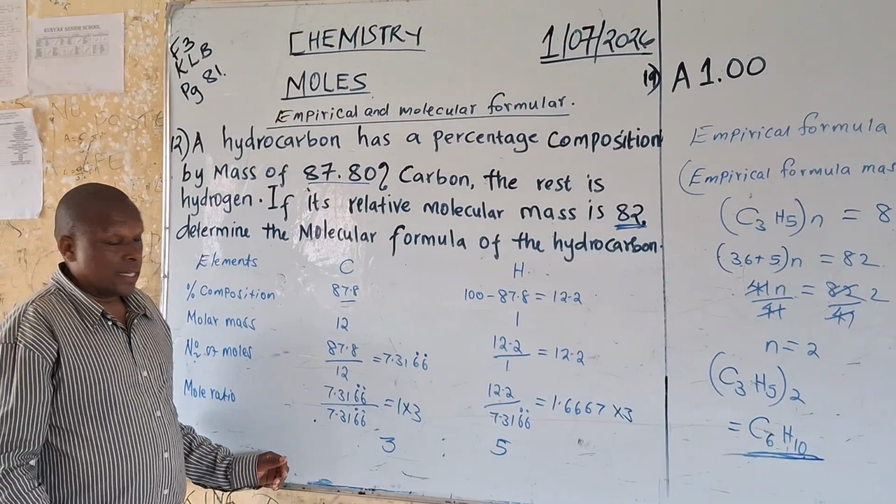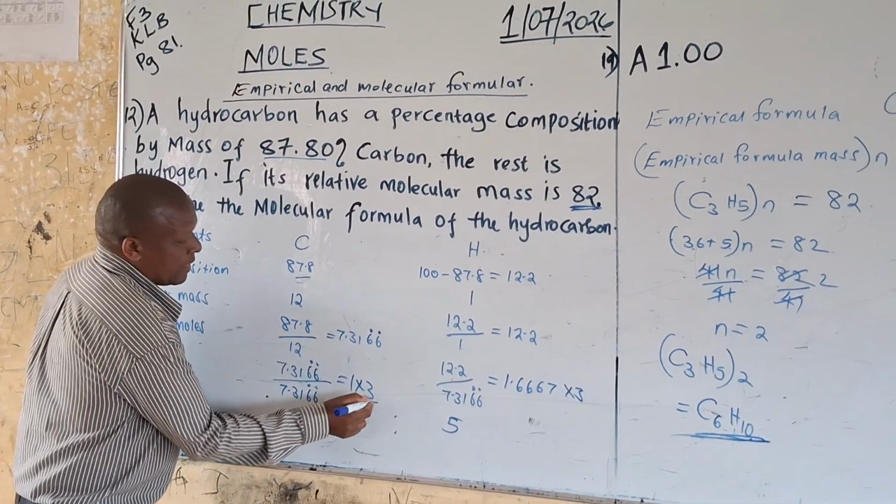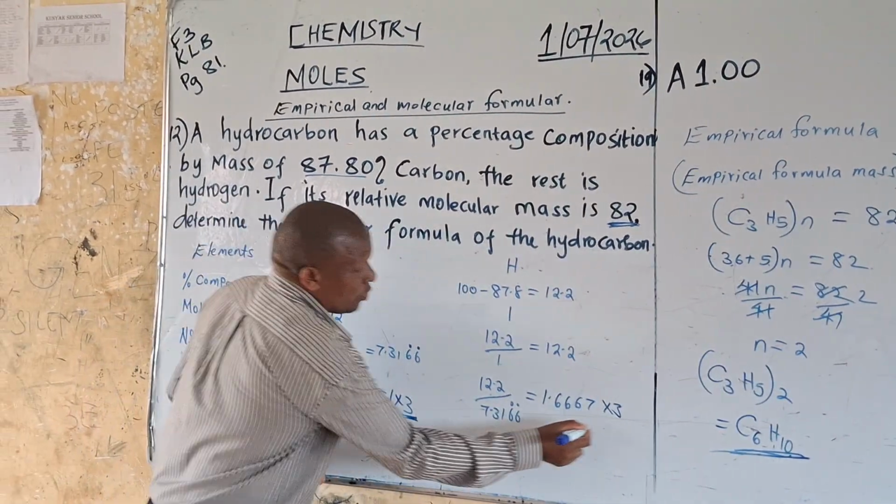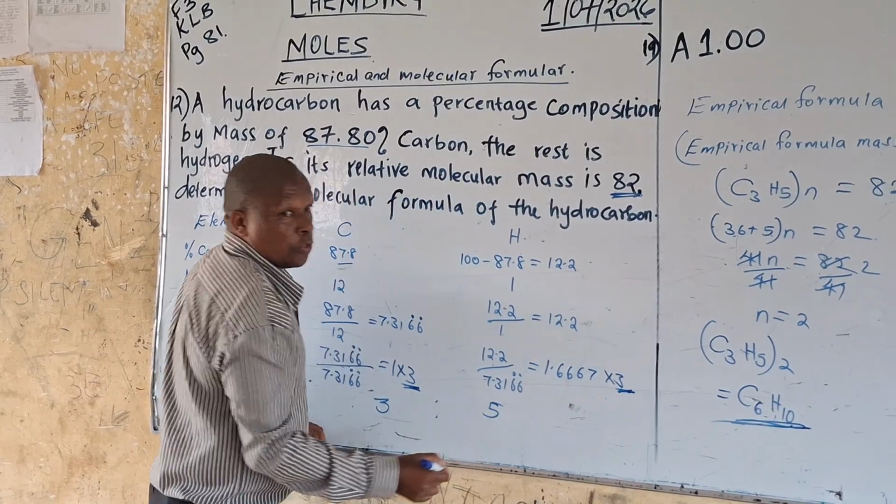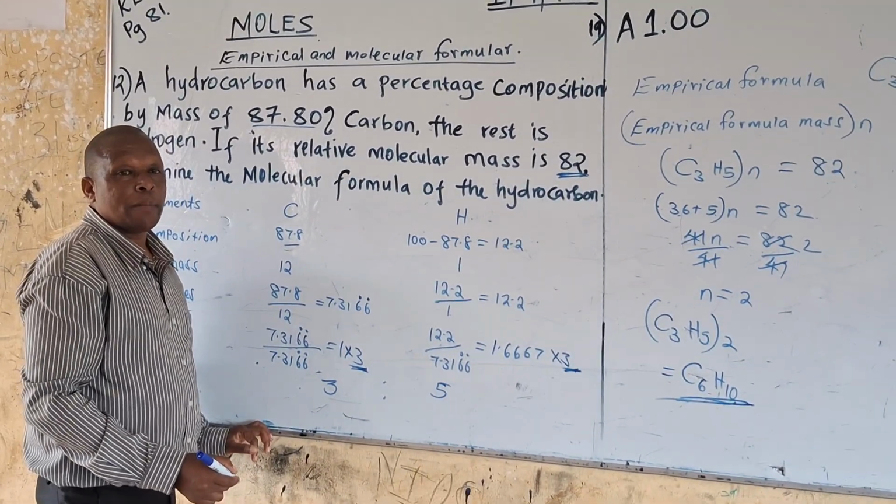Now, most of you are asking, why are we multiplying by 3? How did we arrive at 3? So, give me the response in the comment section.